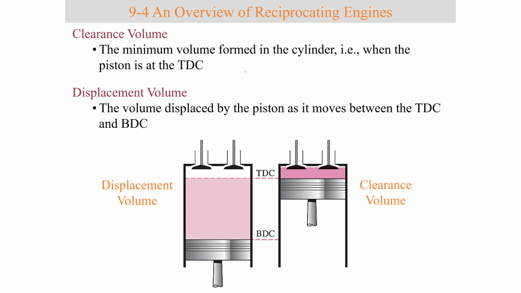And then you have clearance volume. The clearance volume is the minimum volume formed in the cylinder when the piston is in top dead center position. So this would be the clearance volume up here. And then the displacement volume is this area, which is the volume displaced by the piston as it moves between top dead center and bottom dead center.